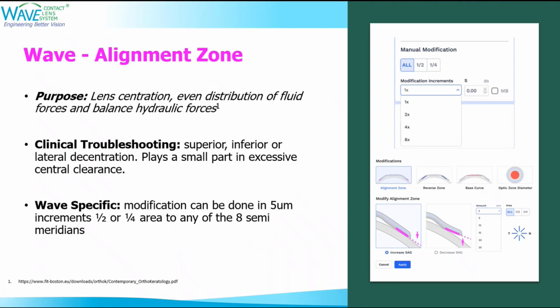This zone is highly specific, so we can modify the alignment zone in 5-micron increments in the modification tools, and it can be specified to the whole lens, half of the lens, or quarter of the lens, giving us 8 semi-meridians that we can customize. If you want more or less than the 5-micron steps, you can use our manual modifications.